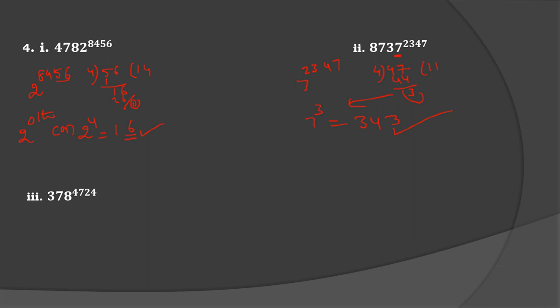8737 power 2347, right? Then all of you try to solve this one. 378 power 4728, what is the unit digit in the base? 8. Then 8 power 4728, apply the power cycle, divide by 4, right? 28 divided by 4, how many times? 7 times. 28, remainder 0. Then 8 power 0, or 8 power 4. 8 power 4 equals, what is the unit digit? 6. According to the power cycle, the unit digit equals 6. All of you are clear about it, right?